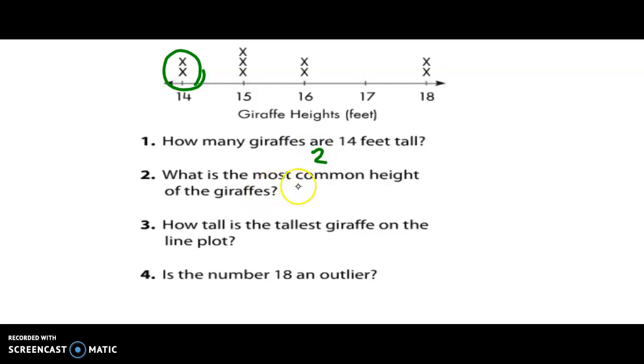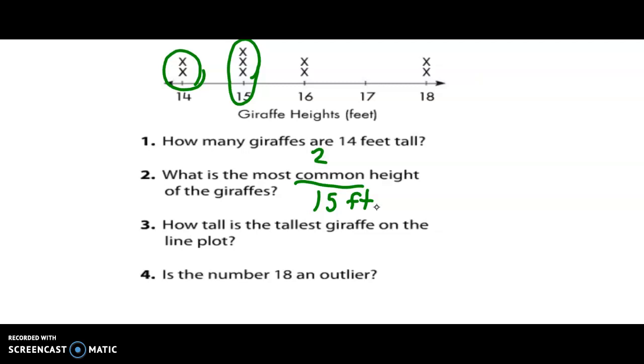Second question says, what is the most common height of the giraffes? So most common means which height is happening the most, where most of the giraffes are. So our answer for that one, think about it. Okay, so which one is the most common? Well, right here, there's 3 that are 15 feet high. So that's our most common answer. So 15 feet is the most common height of the giraffes that were surveyed or measured.